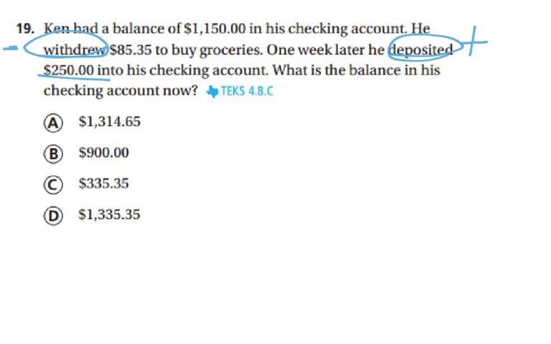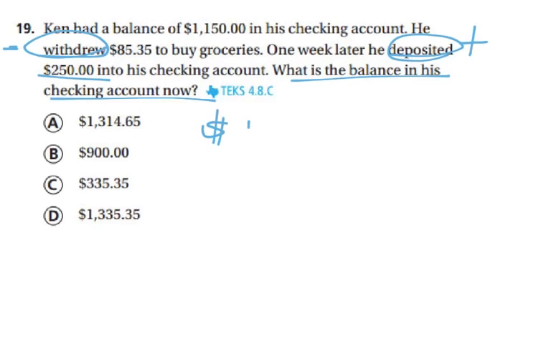So when he withdraws, he's taking away. When he deposits, he's adding. And they're asking us, what is the balance of his checking account now? Whew, a lot of steps in this problem. First thing I want to do is I want to see what, and this is a problem that you can solve in more than one way. These are not the only steps. But I'm going to go sequentially with this guy.